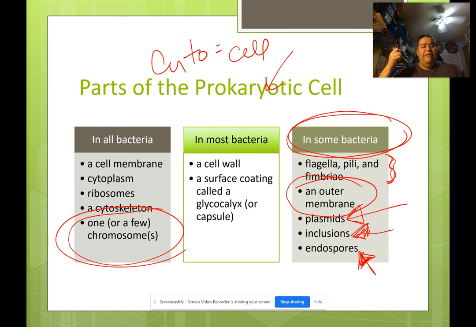Endospores make our life very difficult because endospores are a way for bacteria to hibernate and create a hard shell around themselves when conditions are not favorable. So if you have a bacteria out in the desert and there's no moisture and everything else, they can create this hard shell that protects them until the environment becomes favorable again.